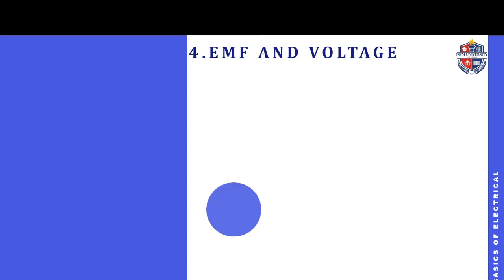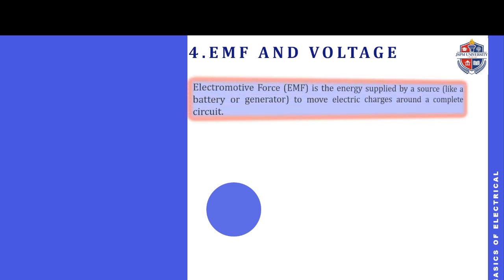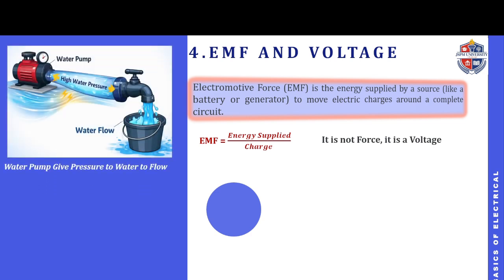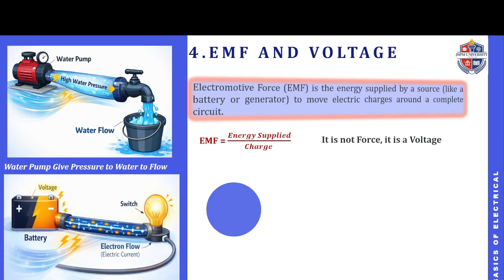Then in this case, we should understand electromotive force and voltage. I already told you the water pump creates pressure in the water, therefore water is flowing. Similarly, in this electrical circuit, the battery creates some force, therefore the electron is moving. The electron is initially stationary, and then the battery applies some force or pressure to move the electron. So that initial pressure is called the electromotive force.